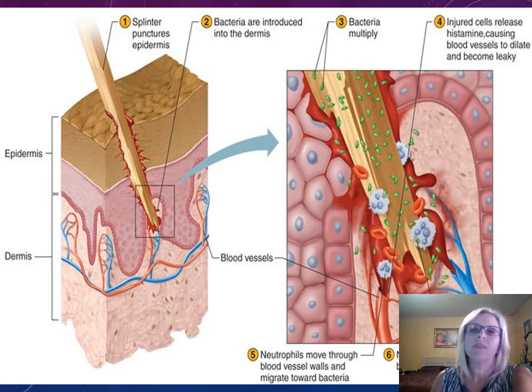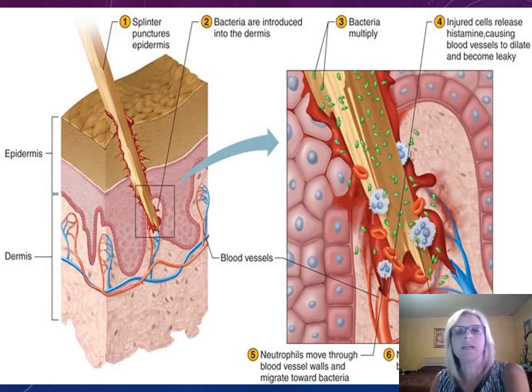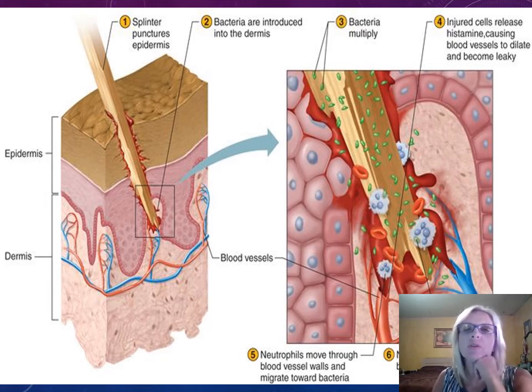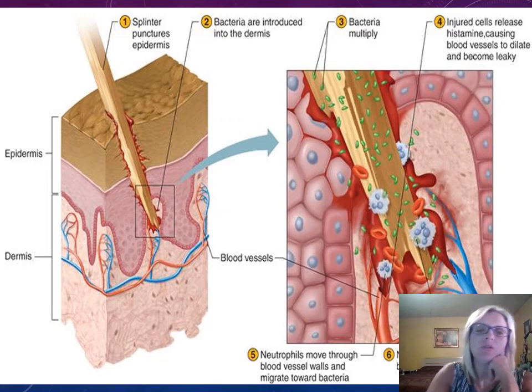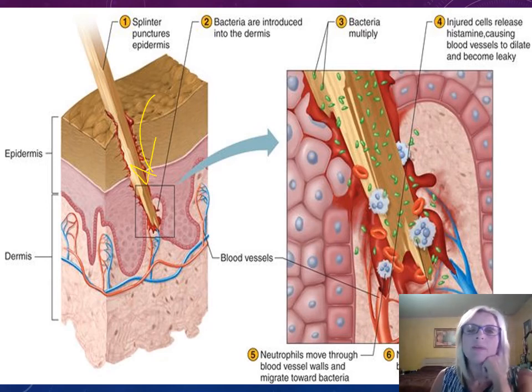When bacteria invade tissues, like a splinter here puncturing the epidermis, basophils respond by releasing a chemical that actually dilates the blood vessels and makes them what we call leaky. So let's follow this diagram here. Number one, we've got a splinter puncturing the epidermis. Next, the bacteria can enter because we have broken our first line of defense, that physical barrier of the skin. Once the bacteria get in there, they are able to multiply, and they keep multiplying until something happens to stop them.